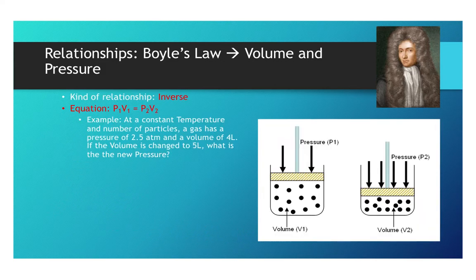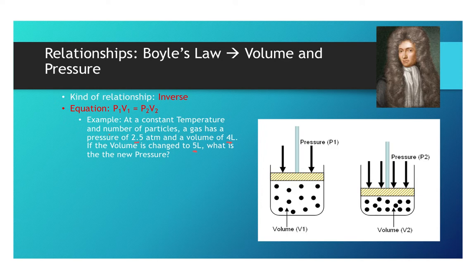Here's an example of the kind of problem you might solve using Boyle's law. Okay, so it says, at a constant temperature and number of particles, a gas has a pressure of 2.5 atmospheres and a volume of 4 liters. If the volume is changed to 5 liters, what is the new pressure?